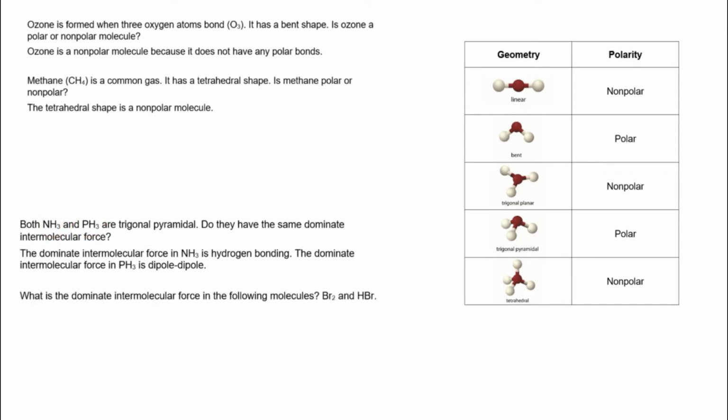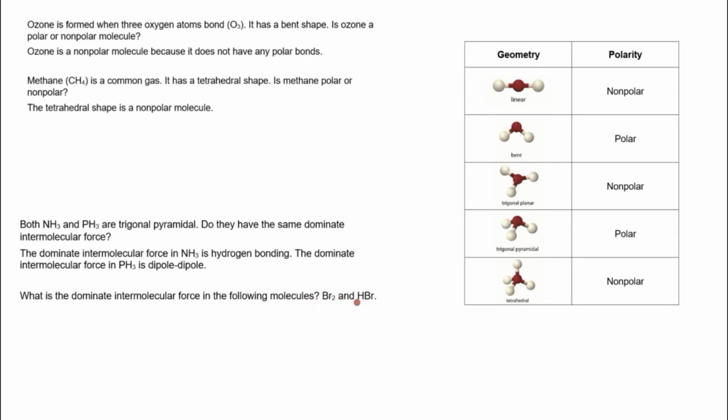What is the dominant intermolecular force in the following molecules? And we have bromine and hydrobromic acid. Again, molecules that look very similar. Looking at bromine, that is simply one bromine atom bonded to another. That is going to be a nonpolar molecule. There's no difference in electronegativity. So the dominant intermolecular force in bromine gas is induced dipole.